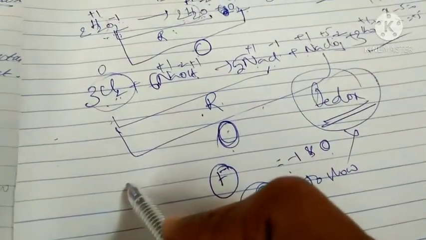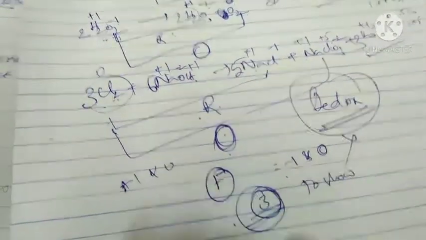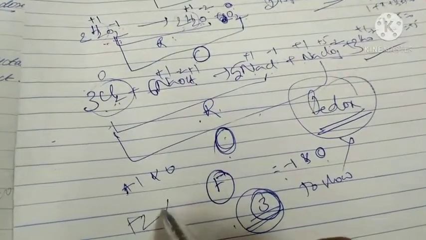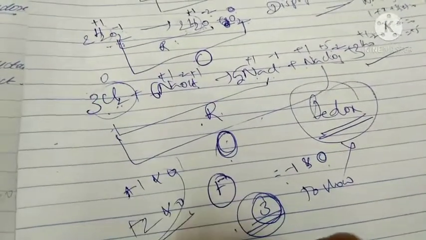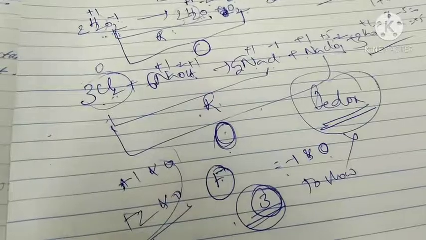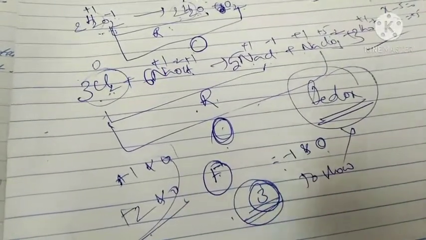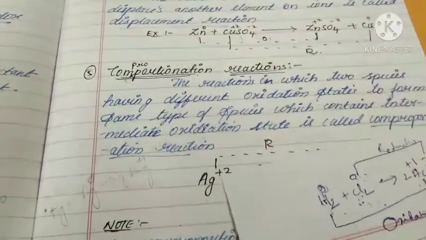Similarly, 1A group elements also cannot, because they exhibit +1 and 0 only. 2A group elements also cannot, because they exhibit +2 and 0. So 1A, 2A and fluorine don't show disproportionation. That is very, very important. Next point.